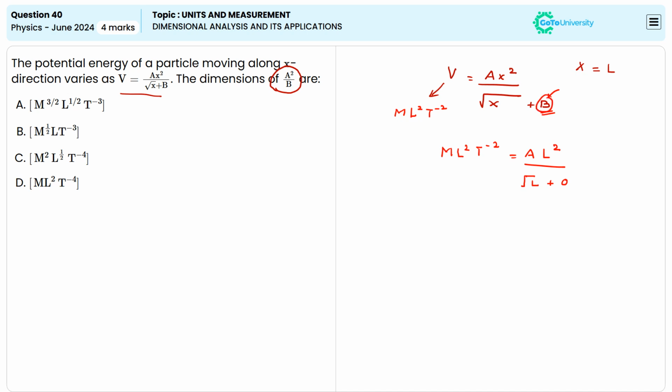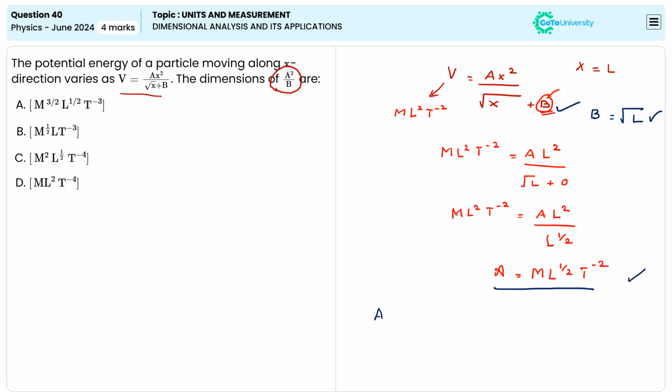When we are rearranging the equation, it can be written as M L power 2 T power minus 2 is equal to A L power 2 divided by L power half. Rearranging this equation for A, we will get M L power 1 over 2 T power minus 2. So this is the dimension of A. And based on the homogeneity law, the dimension of B will be equal to root L as well. So now we have the dimensions of B and A.